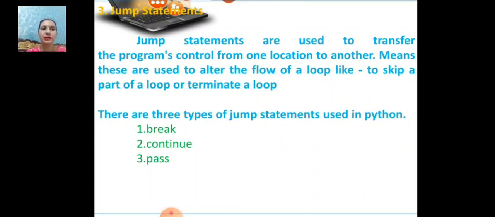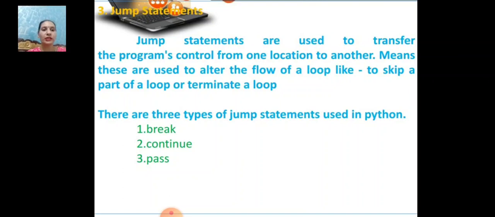Jump statements are used to transfer the program's control from one location to another. It means these are used to alter the flow of a loop, like to skip a part of a loop or to terminate a loop. There are three types of jump statements used in Python. First is a break statement, then we have a continue statement, and the third type of jump statement is pass.